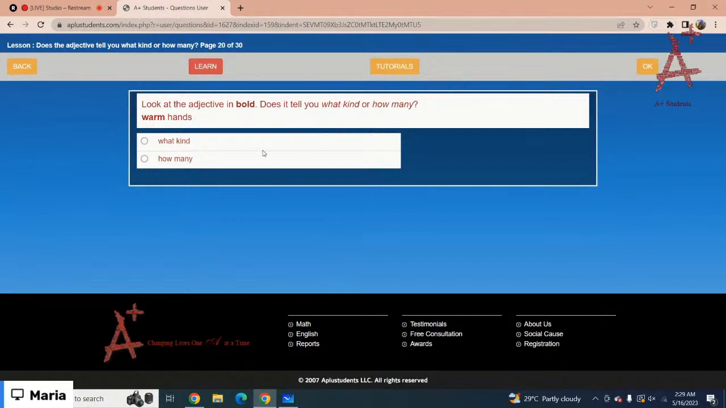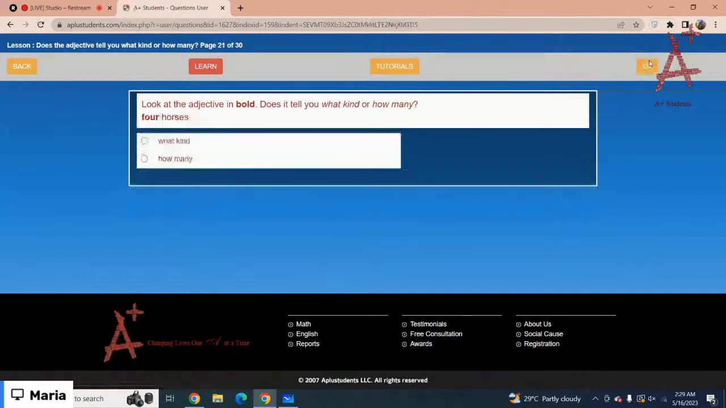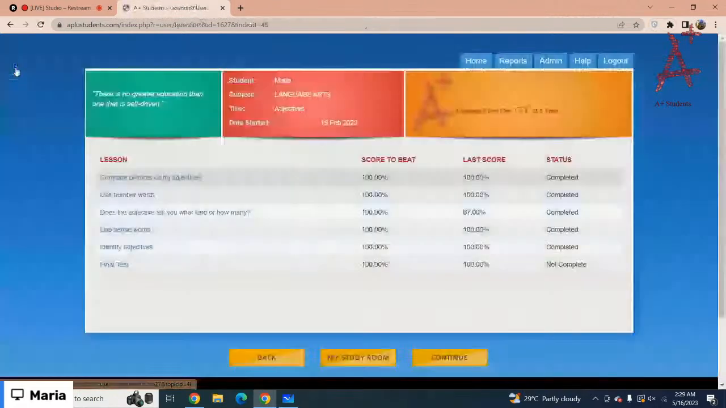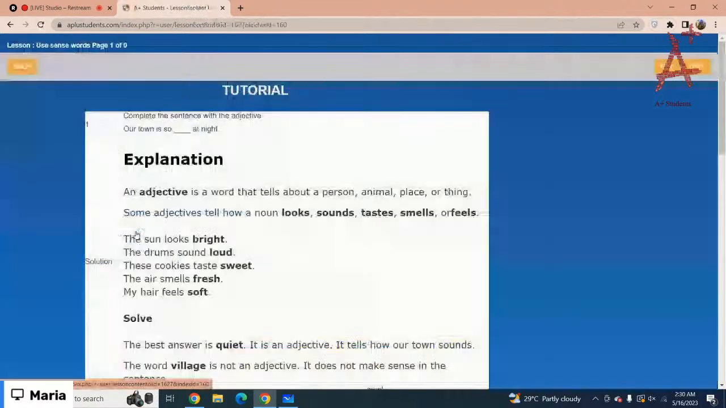It would be warm. It would be what kind? Okay, you can complete the rest by yourself later today. Let's just move on to the next lesson. You can complete the lesson by yourself later today. The next lesson is use sense words. Let's just start with the next lesson.